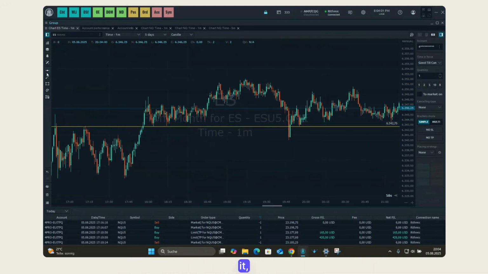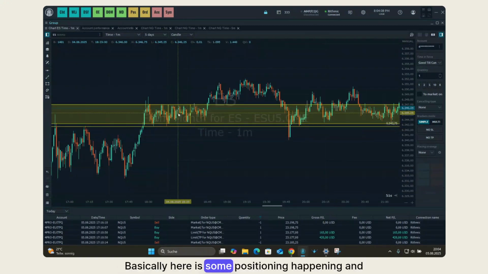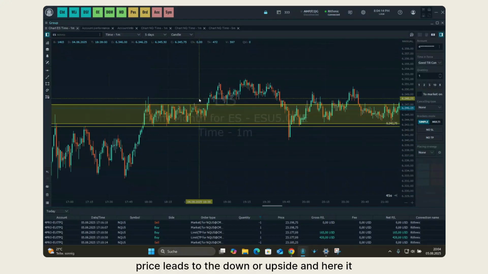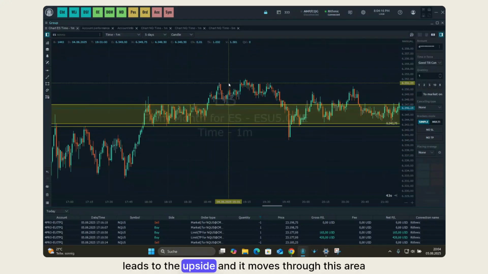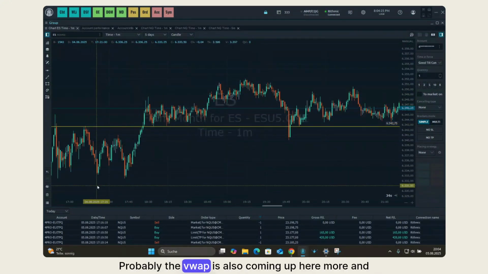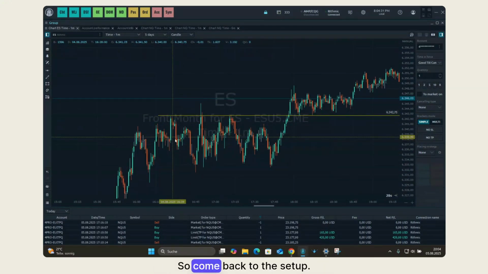So if you think about it now, here is a smaller area. Basically here is some positioning happening, and after that is done, price leaves to the down or upside, and here it leaves to the upside, and it moves through this area of price, and then it goes back down where the value is. Probably the VWAP is also coming up here more and more on this chart, but that doesn't matter right now. So come back to the setup.